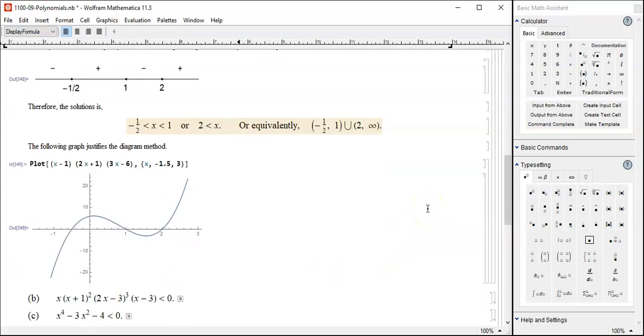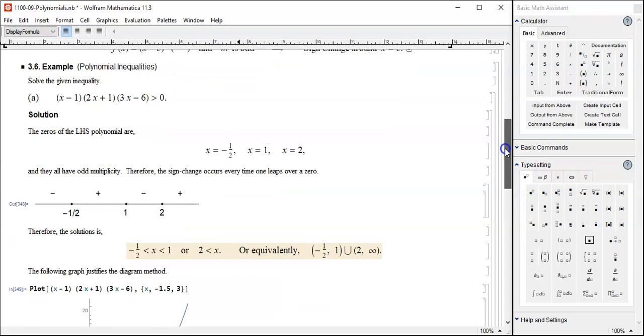By the way, here's a graph. And the graph actually gives you a pretty good idea. From negative 1/2 to positive 1, above the x-axis, so positive. From 2 to infinity above the x-axis, so positive, greater than 0. So the graph method is not bad at all in this case. But if you go to next week, the graph method will not work very well. Yet the diagram method will continue to work. That's why I'm emphasizing the diagram method.